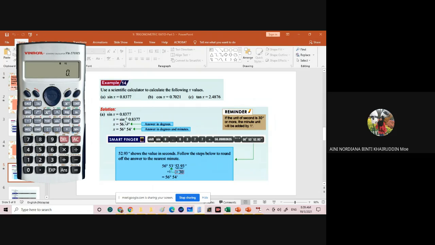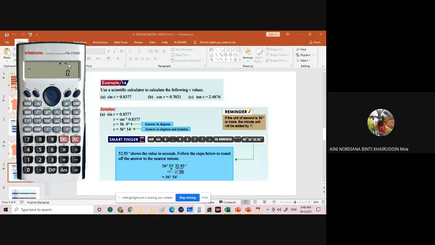x equals, sine transferred to this side becomes sine inverse. This is how you pronounce it. It looks like sine to the power of -1, but we pronounce it as sine inverse. Then you write 0.8377, following the question. Okay, how to calculate this using the calculator?